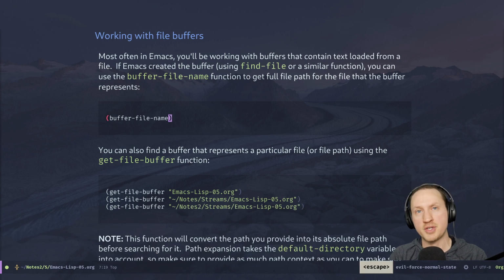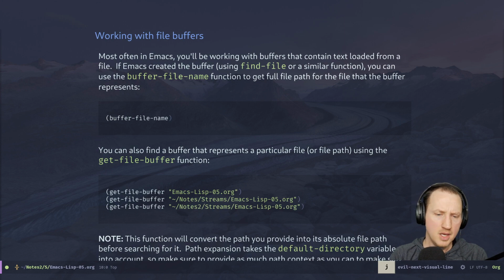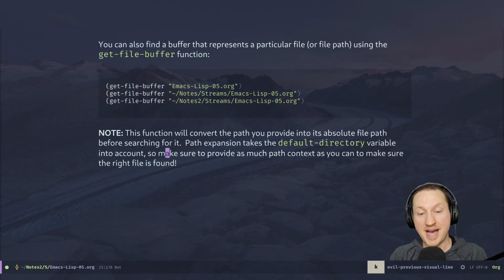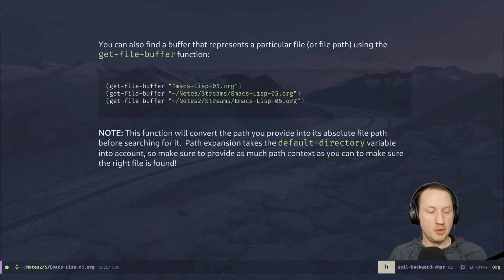So this is only going to return a value whenever you're in a buffer that is related to a particular file. You can also find a buffer that represents a specific file by using the get-file-buffer function. If you know that you want to edit a file with a particular file path, you can use this function to look up the buffer that may already exist for that file, in case the user's editing it and the file is modified and doesn't reflect what's on disk. Maybe you want to edit the buffer that's currently open instead of using the contents that are on disk.